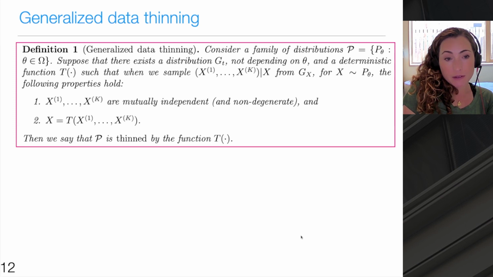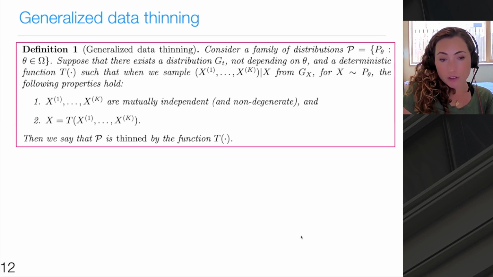The first property is that x1 through xk are mutually independent. And the second property is that I can reconstruct x from x1 through xk. And if I can do this, then I say that the distributional family P has been thinned by the function T. So this is my goal, is to find a way to thin a distribution P by a function T.